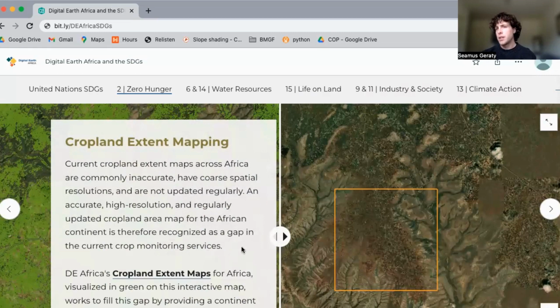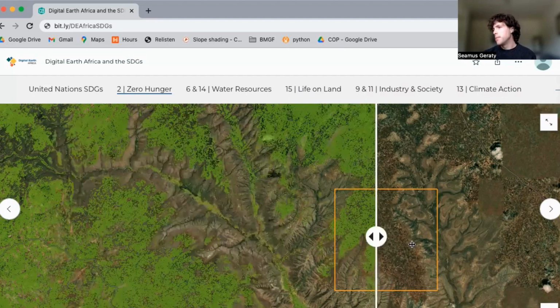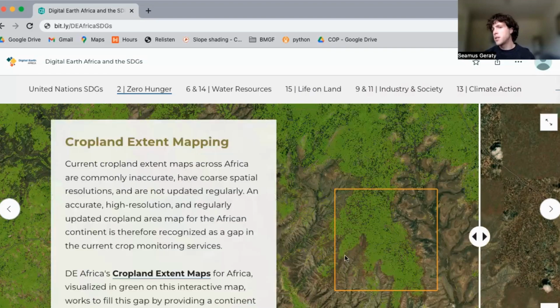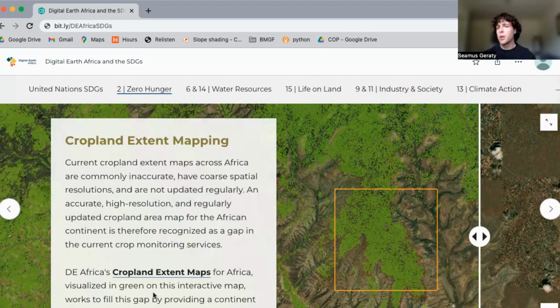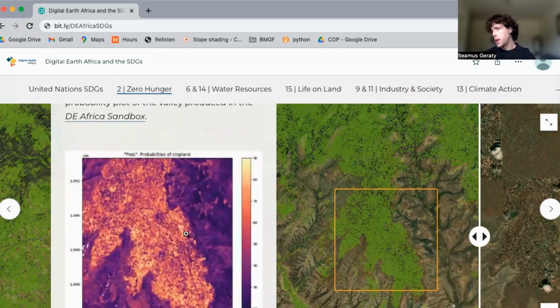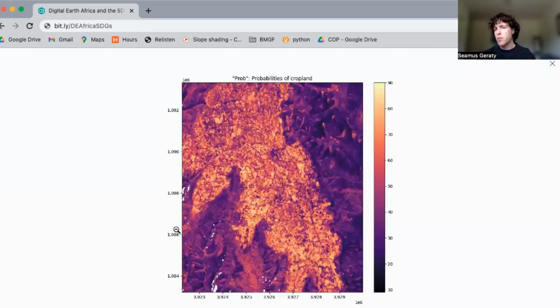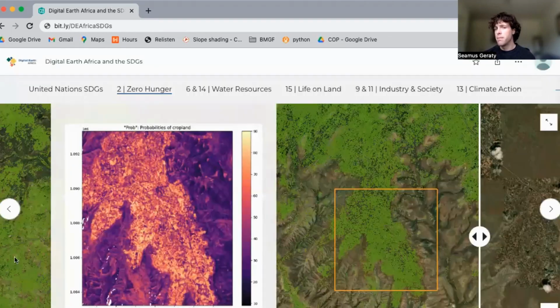Digital Earth Africa's cropland extent maps for Africa provide a continent-wide map of cropped land at a 10-meter resolution. You can see the continent-wide cropland extent map as I use this slider over a highly cultivated area near Addis Ababa in Ethiopia. You can pair this with a probability analysis to support the crop map findings, which is visualized over here on the left. Yellow, red, and orange signify higher probability of cropping, where purple and black signify lower probability.